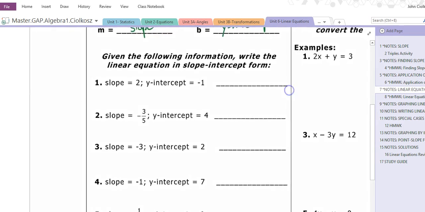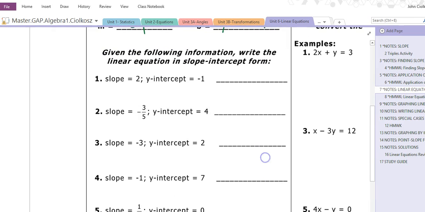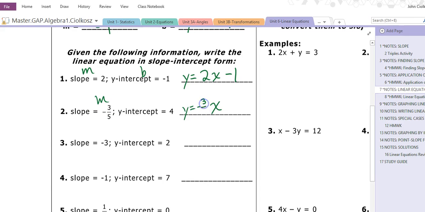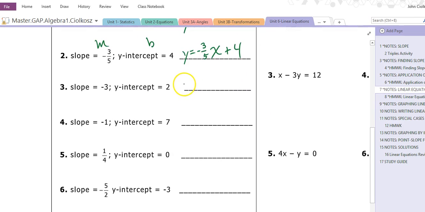So, here, we're given what those things are. So, y equals something x. That's going to be kind of your generic setup. Y and x are just variables. So, if my slope is 2, that means my m is 2. My y-intercept, my b is negative 1, so it's minus 1. My m here, negative 3 over 5. My b, my slope is positive 4, so it's going to be plus 4. So following that same pattern, let's go ahead and fill out the rest of these.